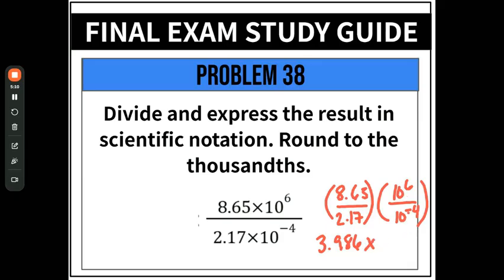times, now per our exponent rules, when I have two numbers that have the same base that are being divided by each other, but the exponents are different, or if they're the same, it doesn't matter, I can subtract the exponents and keep the base the same. So when I'm dividing here, subtract the exponents, base stays the same. So the base remains 10. Subtract the exponents, 6 minus negative 4 is going to be positive 10. So 3.986 times 10 to the 10th power.